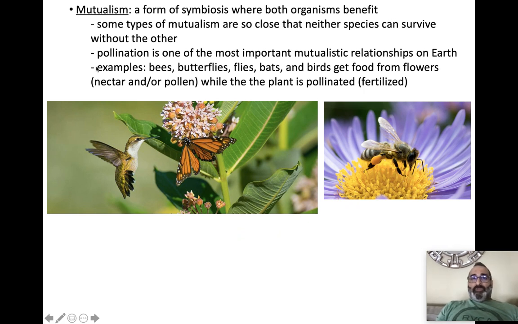Mutualism, this type of symbiosis, is where both organisms benefit. Everybody's happy in a mutualistic relationship. There are lots of them.